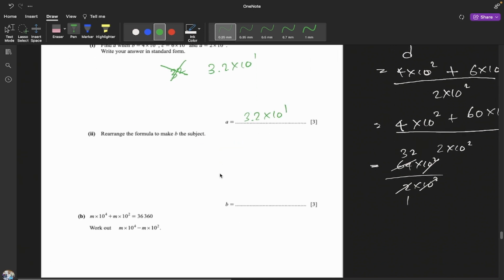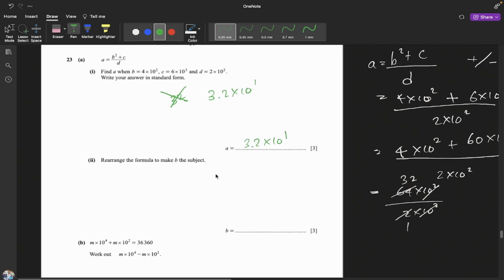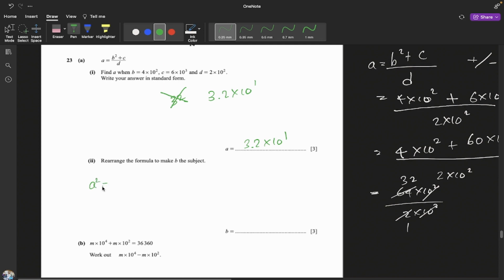Okay. Rearrange the formula to make B the subject. Okay, that is also easy. A equals to B square plus C over D. So I can remove this D by bringing the D here. So AD equals to B square plus C. I need to remove C, so I can bring the C to the other side. B square equals to AD minus C. I need B, so I can take root. So B equals root of AD minus C.